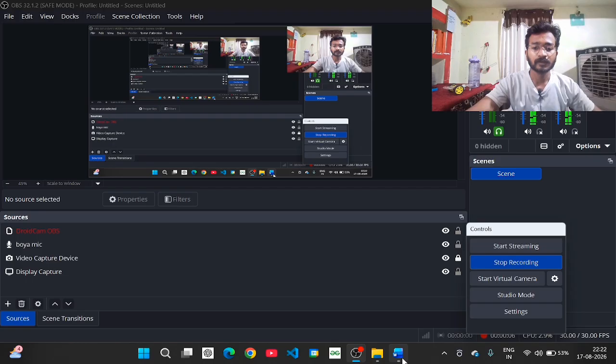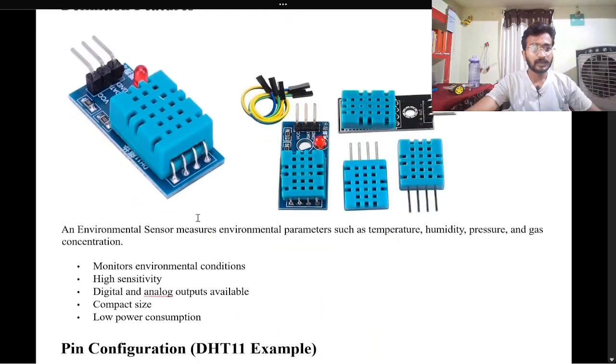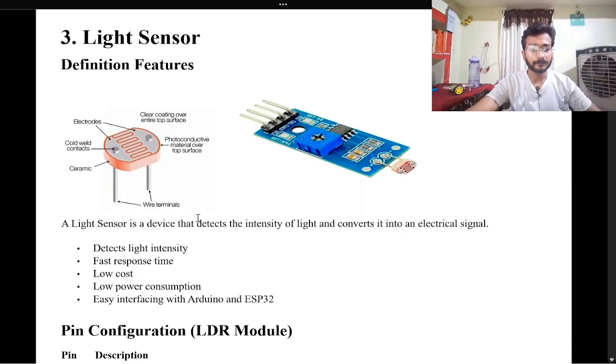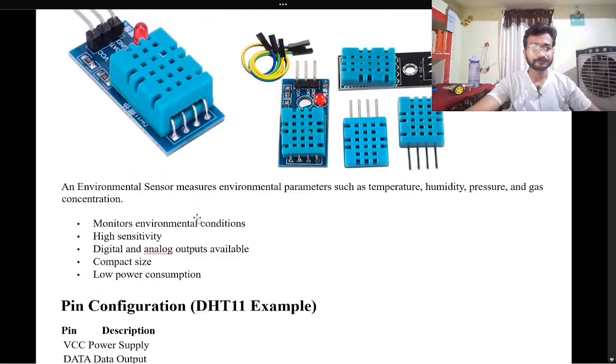In this video, we are going to learn about some basic sensors which are used in IoT and embedded system. And if you are curious about making an IoT project, then you should definitely know about these sensors. I have covered lots of sensors here. We are going to discuss them one by one.